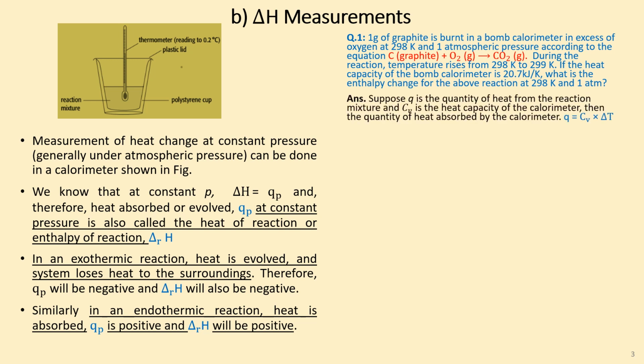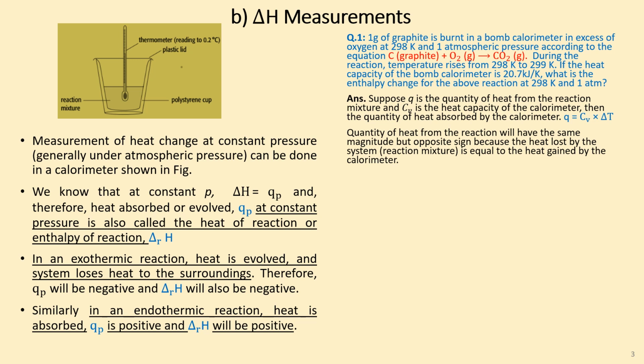Answer. Suppose q is the quantity of heat from the reaction mixture and Cv is the heat capacity of the calorimeter. Then the quantity of heat absorbed by the calorimeter is given by the relation q = Cv × ΔT, where Cv is the heat capacity of the calorimeter and ΔT is the change in temperature. The quantity of heat from the reaction will be of the same magnitude but opposite sign, because heat is lost by the system, that is the reaction mixture, and is equal to the heat gained by the calorimeter.